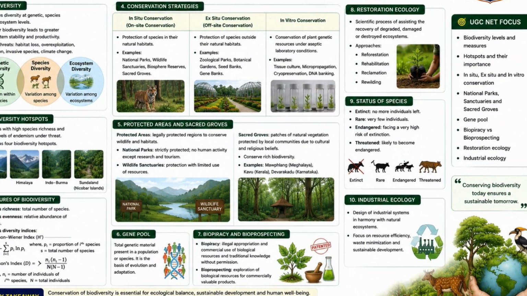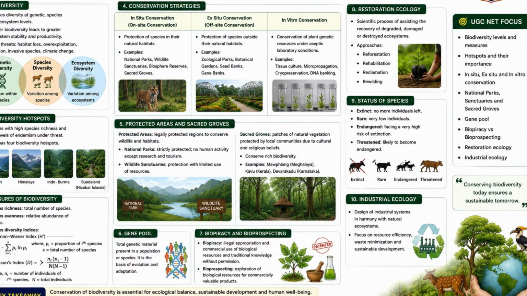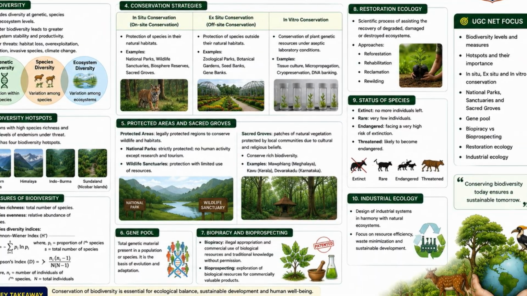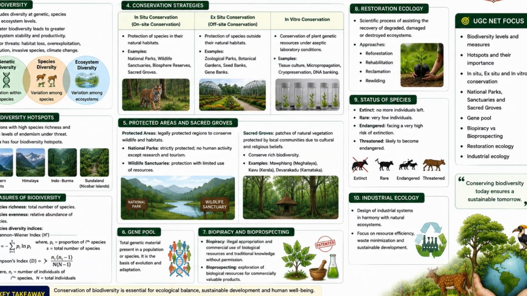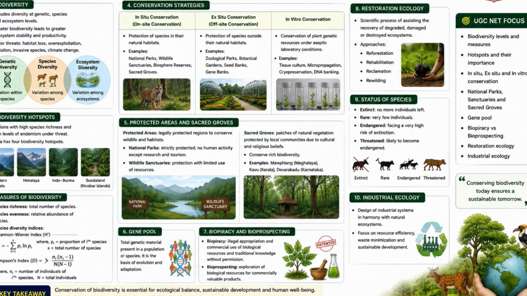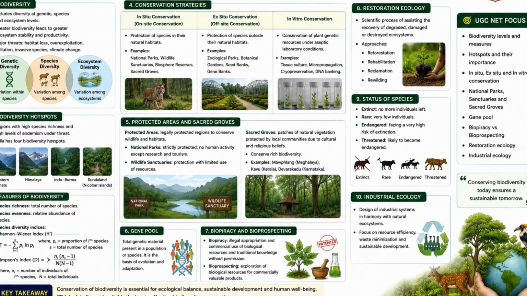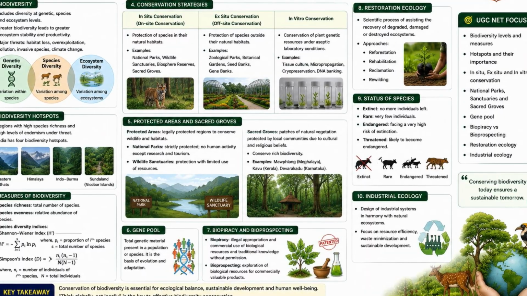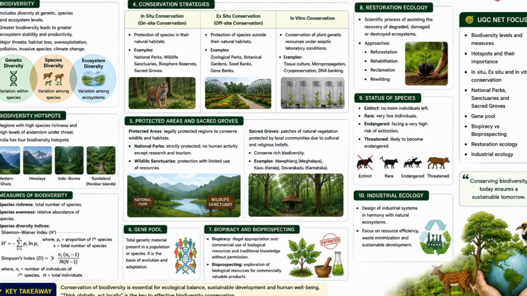Endangered species face a very high risk of extinction in the near future. Threatened species are likely to become endangered if appropriate conservation measures are not implemented. The concept of industrial ecology emphasizes designing industrial systems that mimic natural ecosystems. It promotes resource efficiency, waste minimization, recycling, and sustainable development.